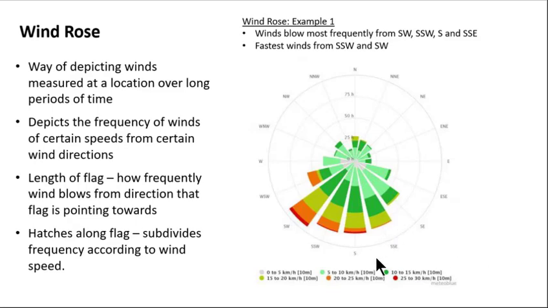On the right is an example of a windrose of hourly winds from a certain location over some period of time. Around the circle are the different directions that the wind can come from: north at top, spanning from northeast to east to southeast to south, southwest, west, northwest, and north. These refer to the directions from which the wind is blowing. The longer the flag, the more hours over the year, or whatever time period is considered, the winds blow in that direction.